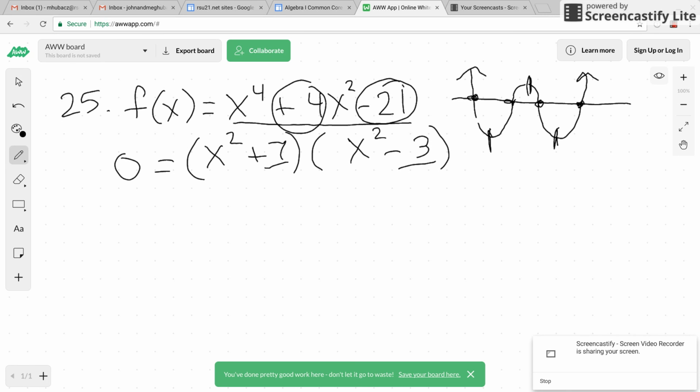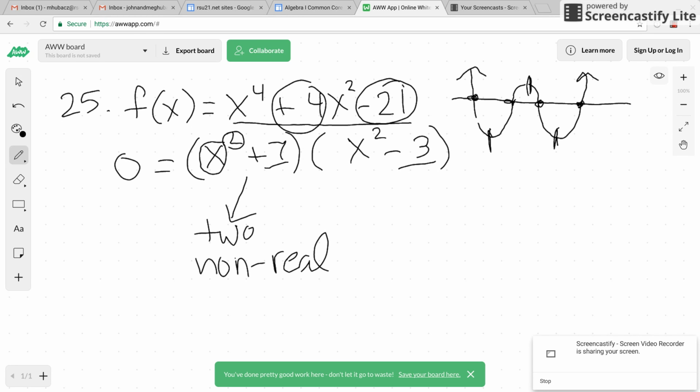So at this point, I can think of this first binomial, x squared plus 7, as having no real zeros, no real solutions, because I can't think of a number that, when I square it, I get negative 7. Okay, I can actually think of a number, but it's imaginary, and we're talking about real zeros. So this has 2 non-real zeros.